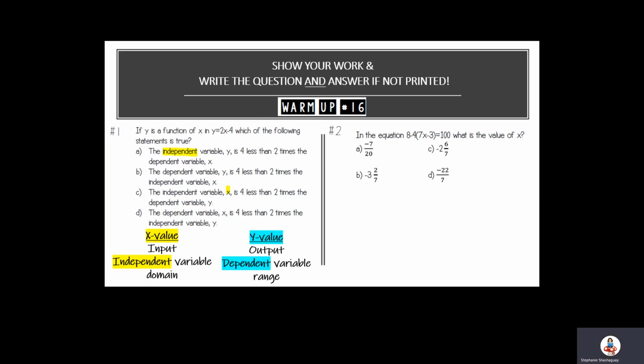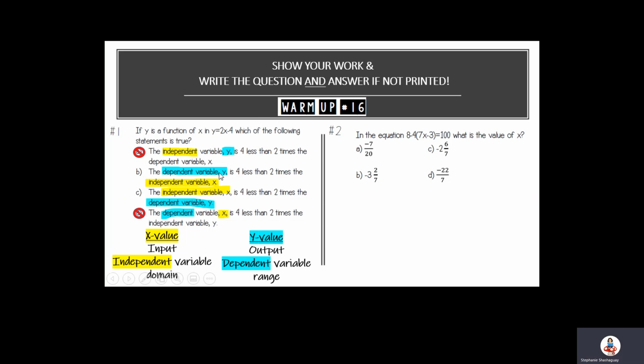And then, so if I see in letter A that the independent variable is talking about y, and my y value is the dependent variable, then I'm going to cross it out because they are not talking about the correct things. B and C are talking about the correct variable and using the right variable, so those are options. And then D I can cross out as well because it says dependent variable being x, and my x value is the independent variable. So I'm left with B and C.